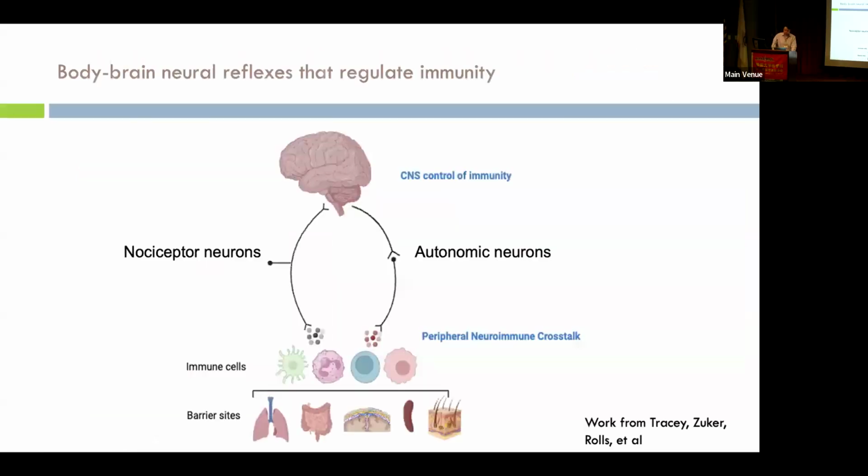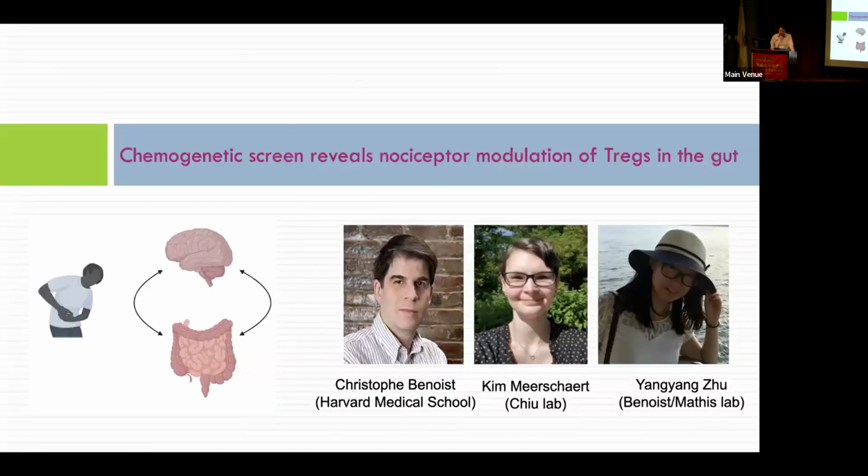And another key way is through brain-body reflexes. You have a pain signal going up to the brain, and then this is coordinated to induce sympathetic or parasympathetic reflexes through the autonomic nervous system back to the body. These brain-body connections then modulate the immune response in the periphery. So we have long distance as well as local interactions where nociceptors can coordinate immune responses. I'm going to tell you a couple of places where we think this is important.